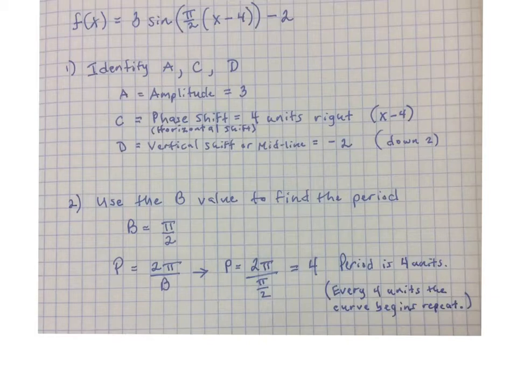Now that we've taken care of our very first step, identifying A, C, and D, the next thing that we want to do is use our B value, which is pi over 2, to find our period. So we basically say that our period is equal to 2 pi over B, therefore our period is equal to 2 pi divided by pi over 2, which gives us a period of 4 units. Completing the finding of our period now allows us to look at graphing this.